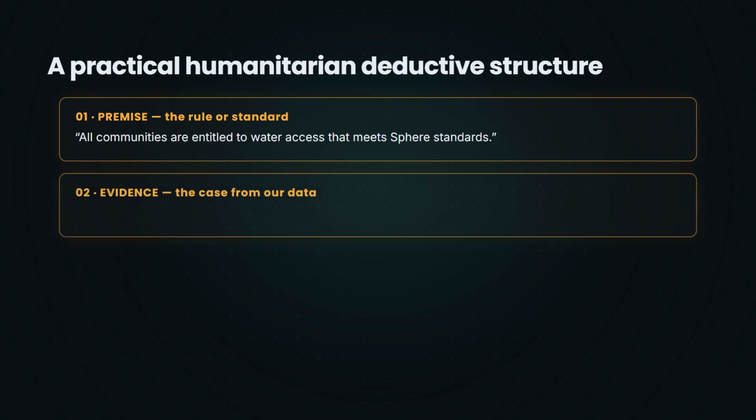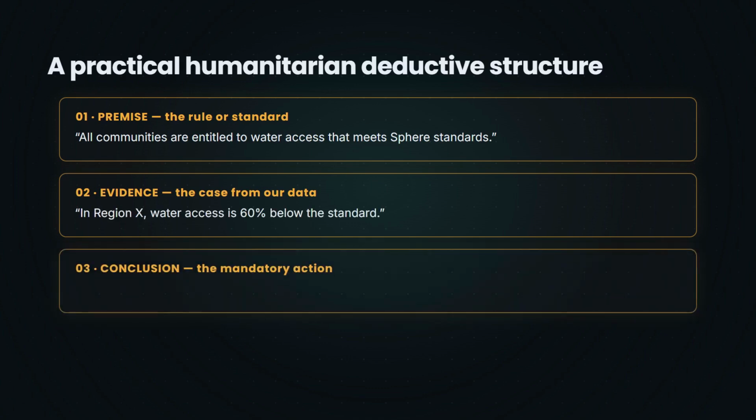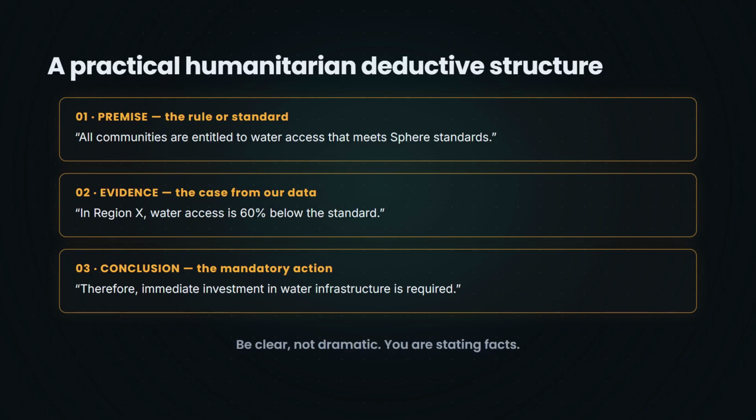Evidence, the case from our data. Example: in region X, water access is 60% below the standard. Conclusion, the mandatory action. Therefore, immediate investment in water infrastructure is required. It's about being clear and not sounding dramatic when you are stating facts using deductive reasoning.